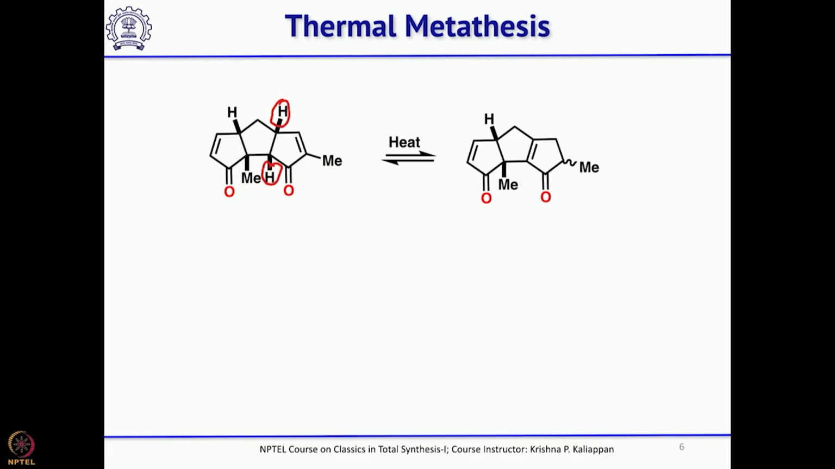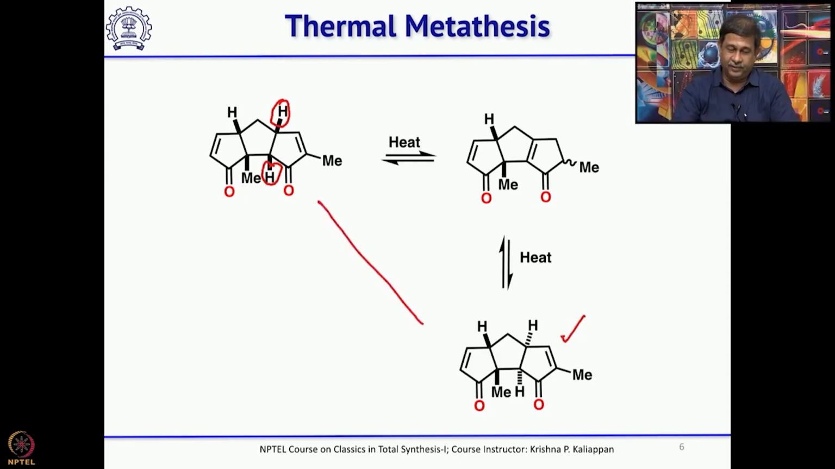So, he could do this using thermal conditions. When you heat it, the double bond migrates. Okay. And further heating, it isomerizes to this more stable triquinane, because this is what he wants. So, by heating it for a long time, you could convert this into this tricyclic compound.